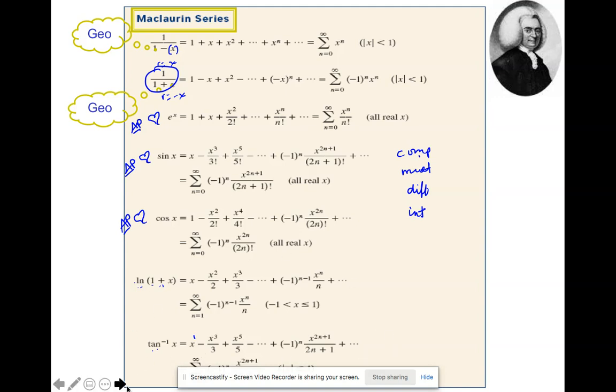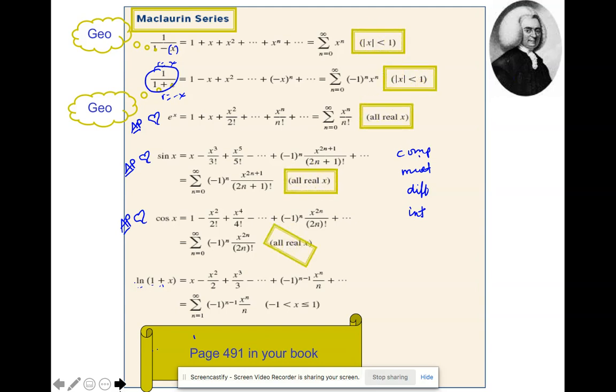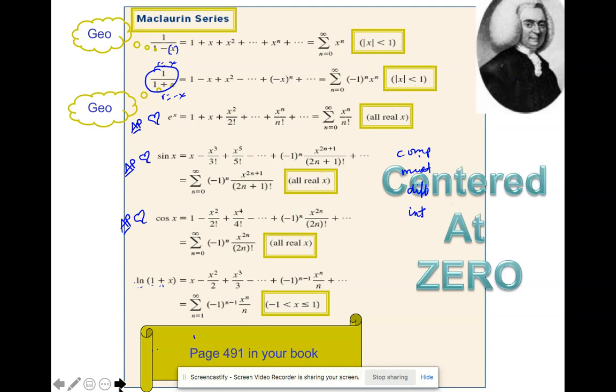All right. So this is page 491 in your book, or just take a screenshot of it. You should know those series really well. All right. Notice they are Maclaurin too. They're Maclaurin series, so they're all centered at 0.